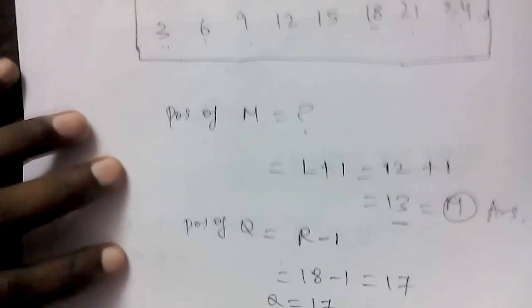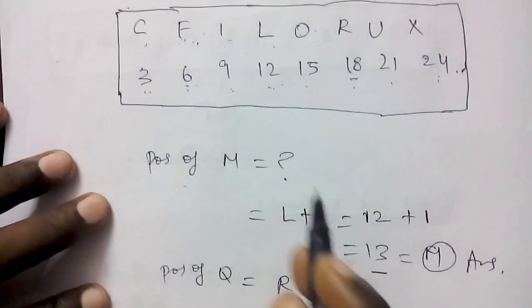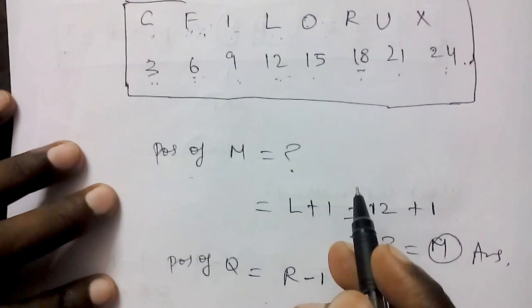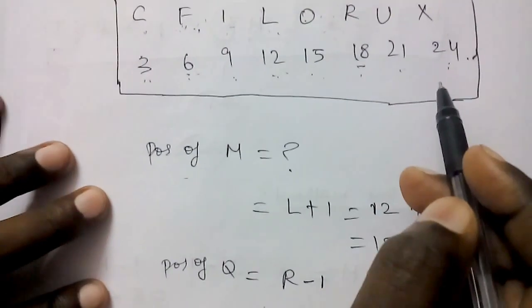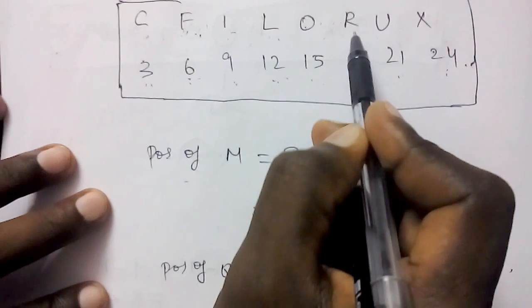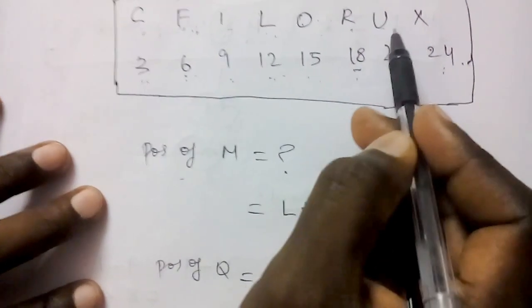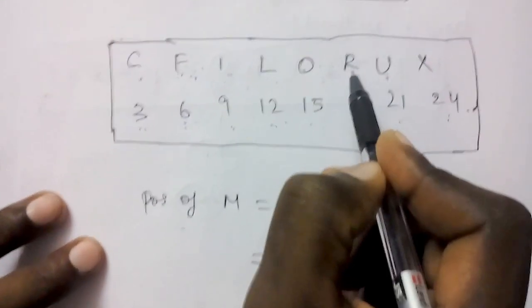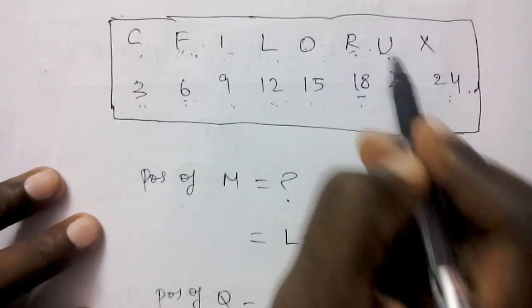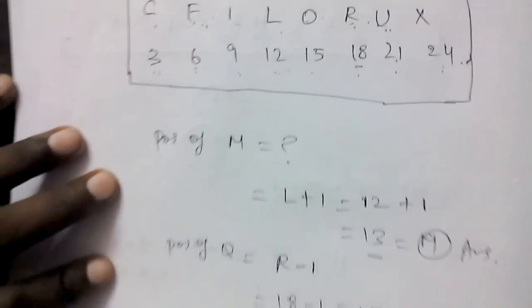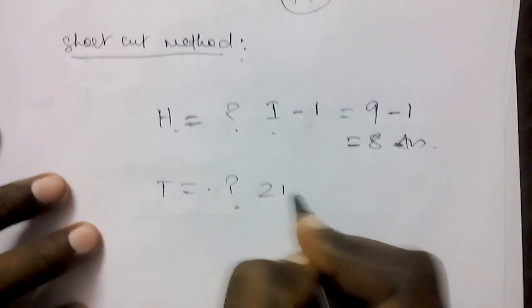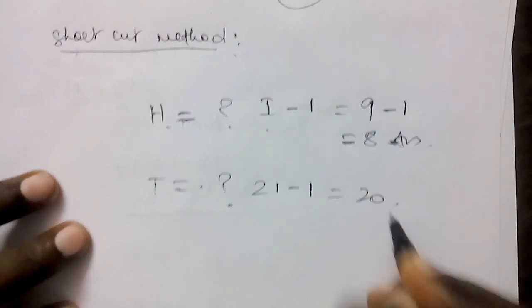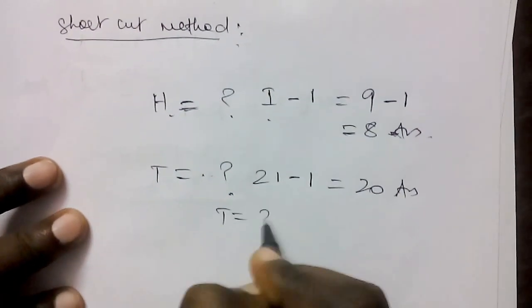In the same way I need to find the answer for T. Here we have R, and U, and U is 21. After R come S, T and U. Just below U, T appears, so I subtract 1: 21 minus 1 is equal to 20. So the answer for T is 20.